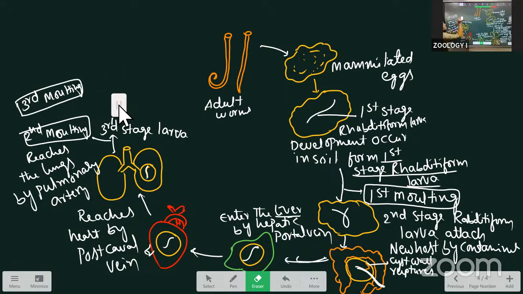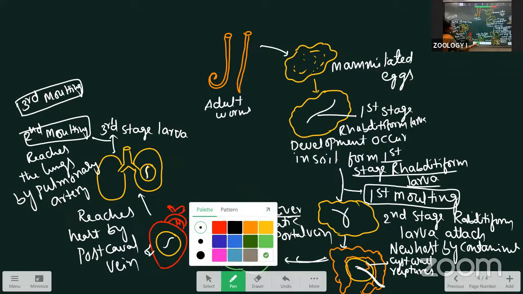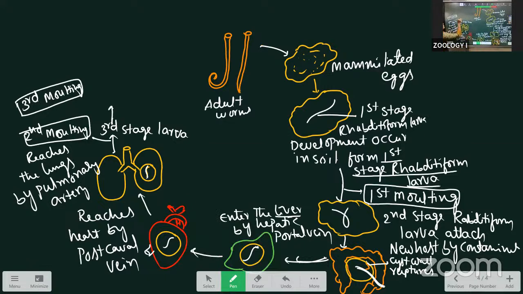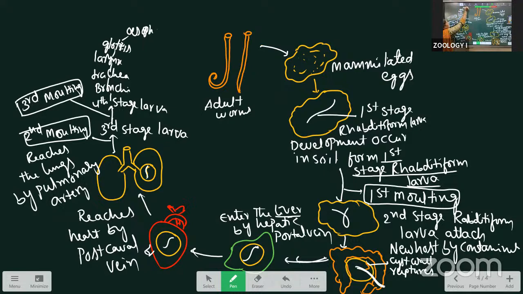I will write it again because no space is there. The fourth stage larva comes out by the bronchi, trachea, larynx, glottis, esophagus, stomach, and small intestine.